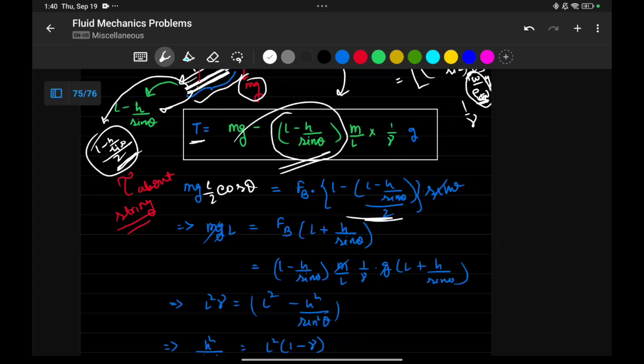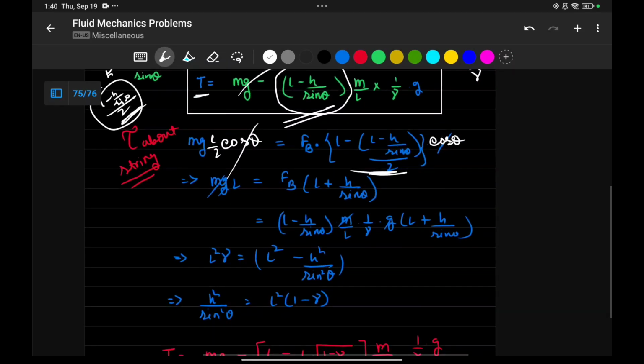What I have written is exactly that, into cos theta. I have written it mistakenly here also, so this is cos theta, of course. So the cos theta gets cancelled on both sides. Now this is just mgL by 2 equal to Fb into L plus h by sine theta.